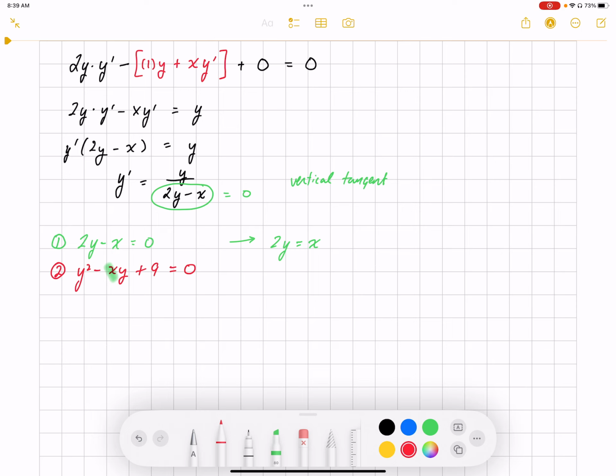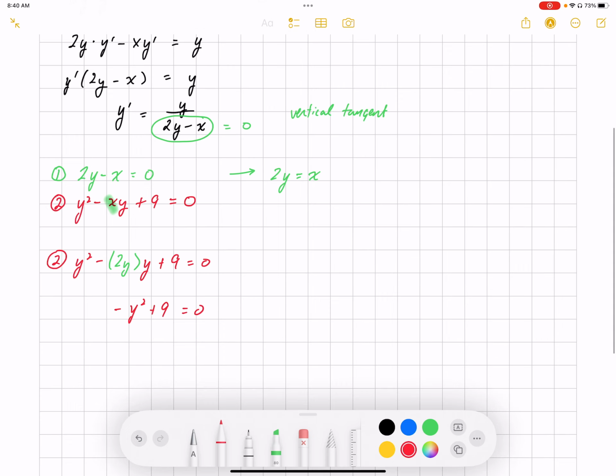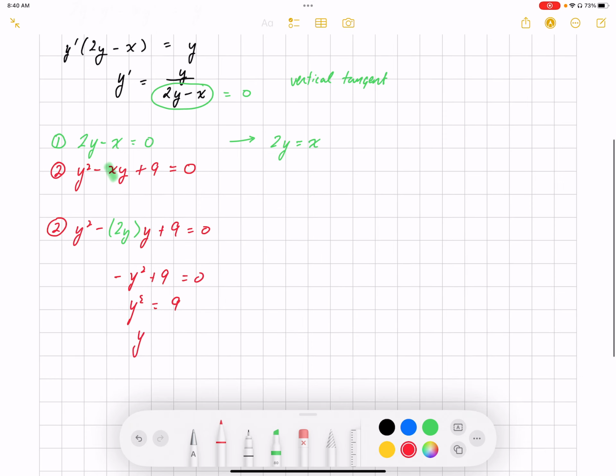So I end up with, in my equation 2, y squared minus, I'm going to replace that x with a 2y, times y plus 9 equals 0. Now I can solve this equation. I end up with y squared minus 2y squared, so that's going to be negative y squared plus 9 equals 0. y squared equals 9, so we get our y value being equal to plus minus 3.